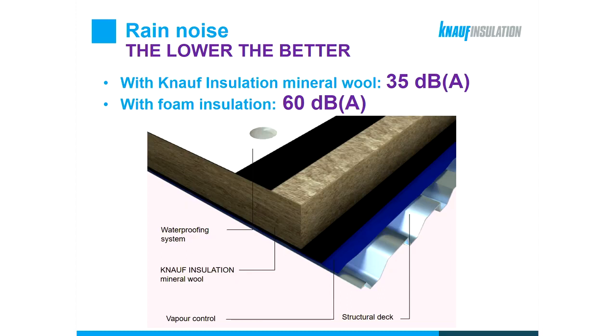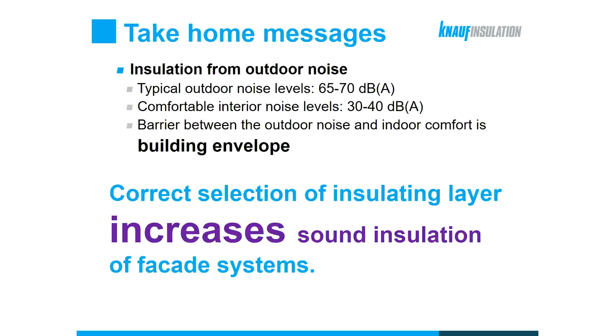And again, it's the porous structure of the mineral wool, the principal reason for the improved acoustic performance, even in this very particular application. And in the end, to summarize what we've learned about the insulation from outdoor noise: typical outdoor noise levels are in the range of 65 to 70 decibels in standard urban areas. Comfortable interior noise levels range somewhere between 30 and 40 decibels.